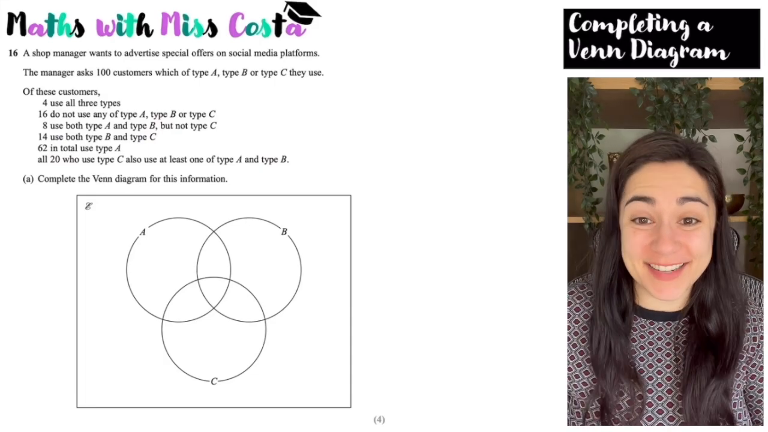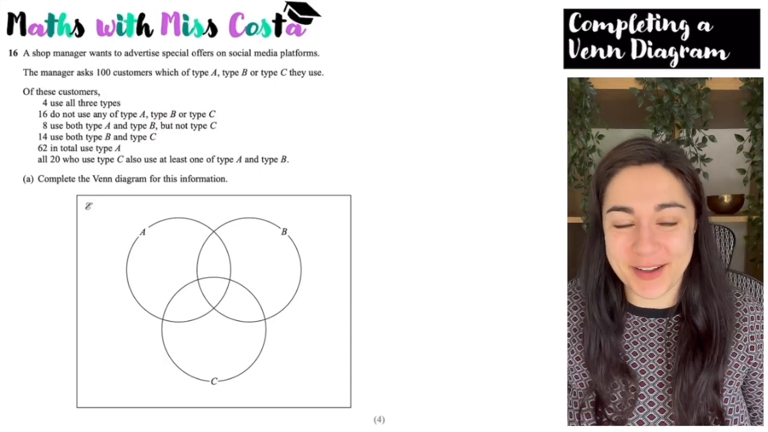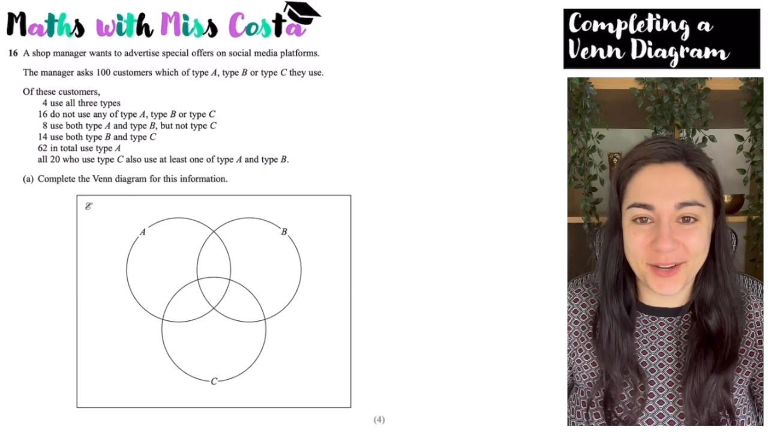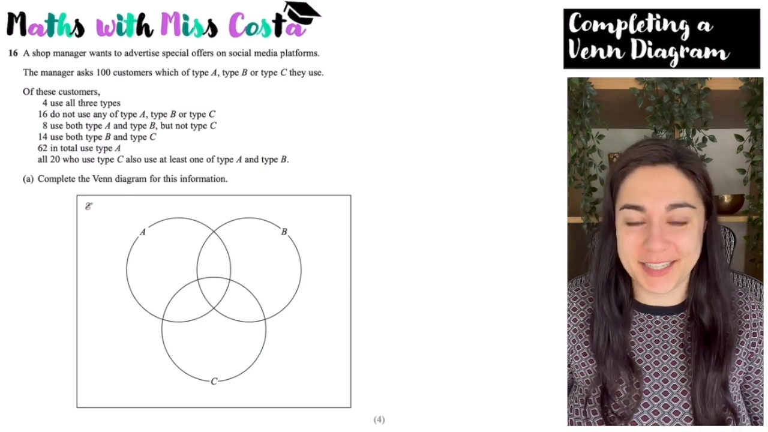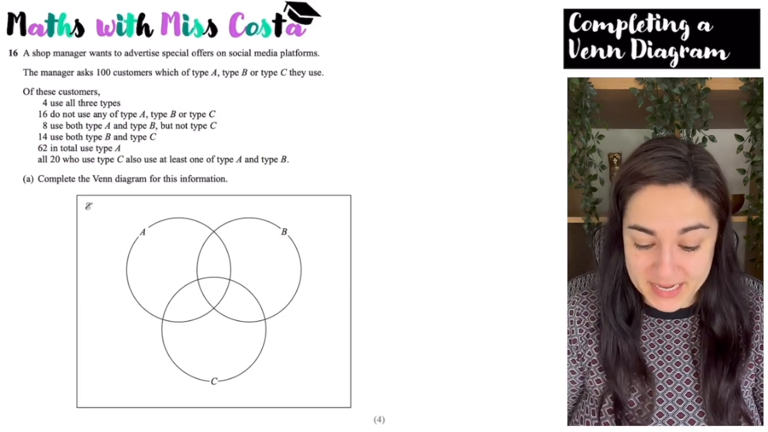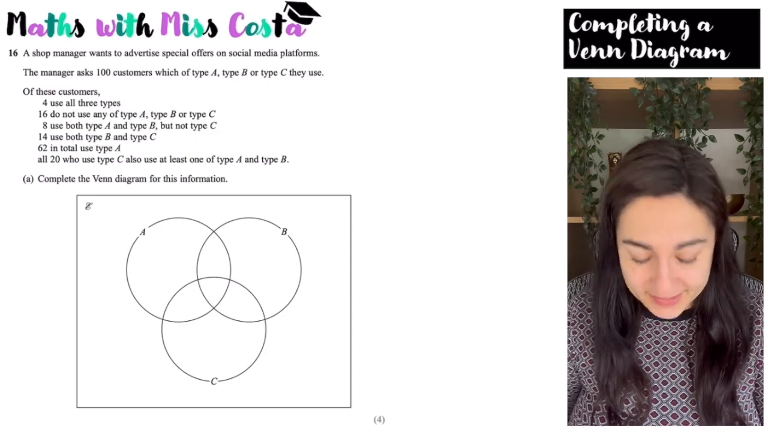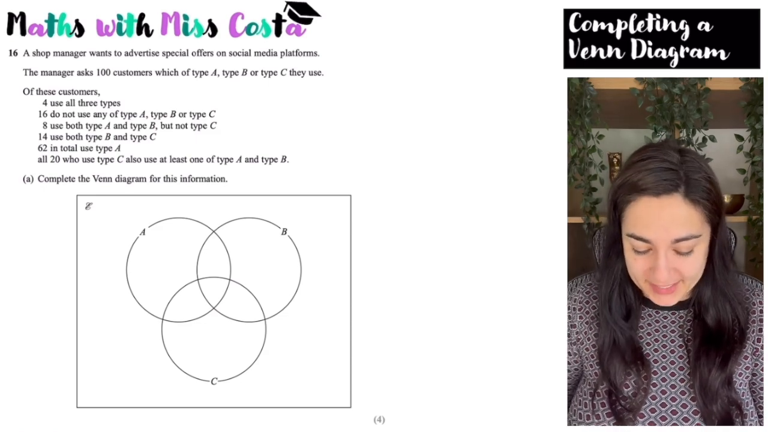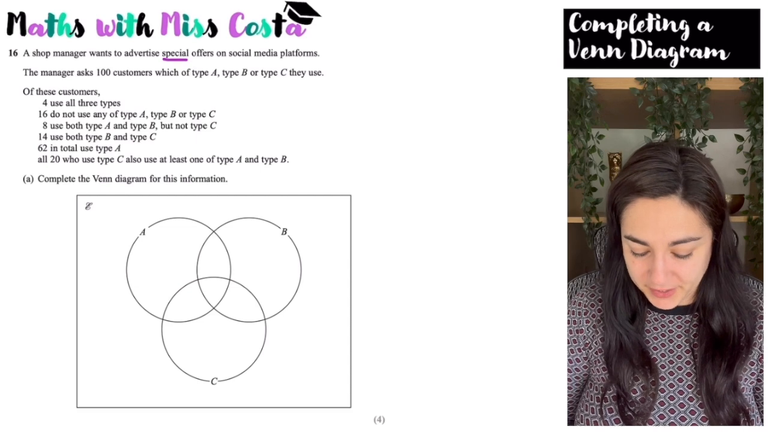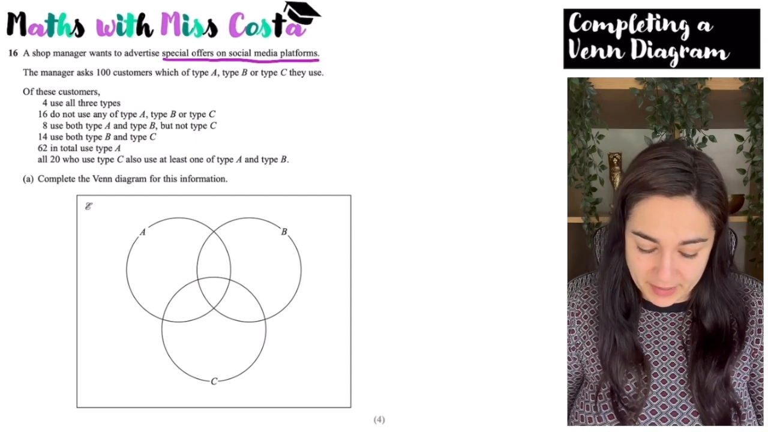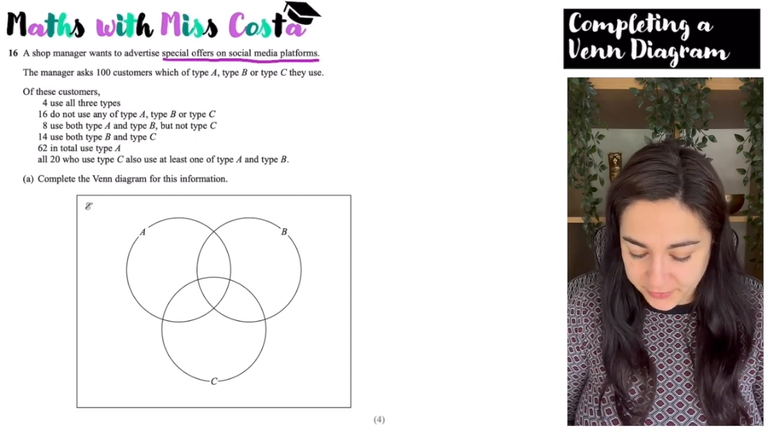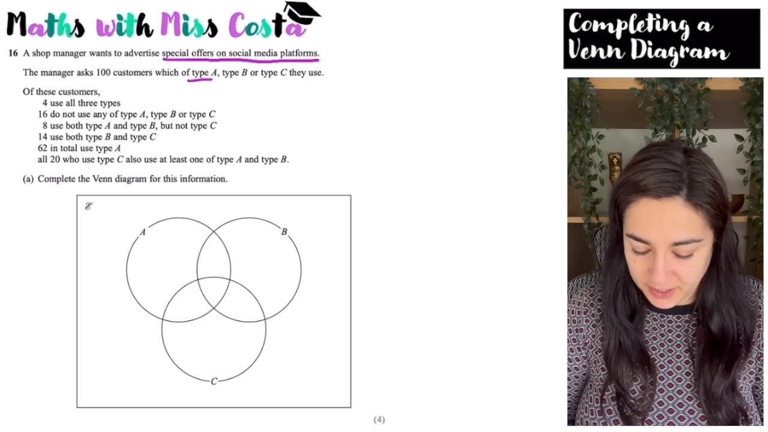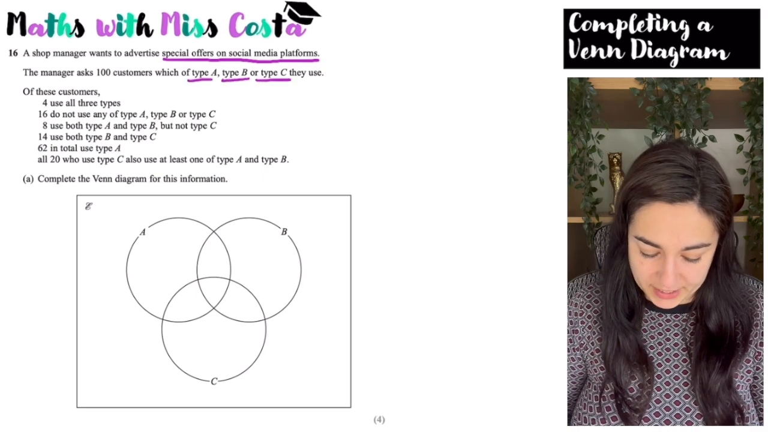So here we've got a Venn diagram question, and these are super fun. They're just like Sudoku. They're just like filling in things and using the information that you have been given to try and find the missing piece. So let's have a go at this. A shop manager wants to advertise special offers on social media platforms. The manager asks 100 customers which of type A, type B, or type C they use.